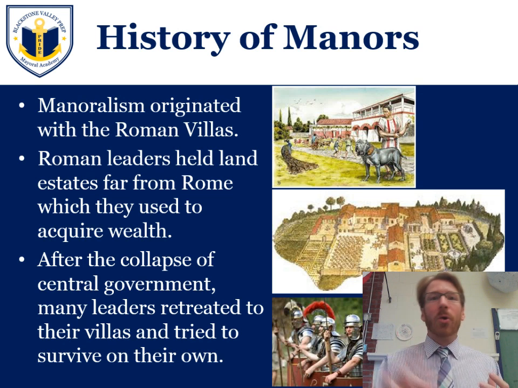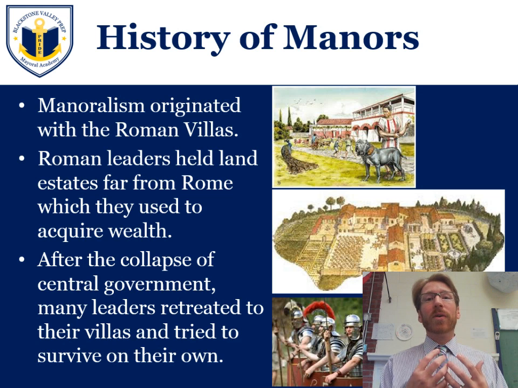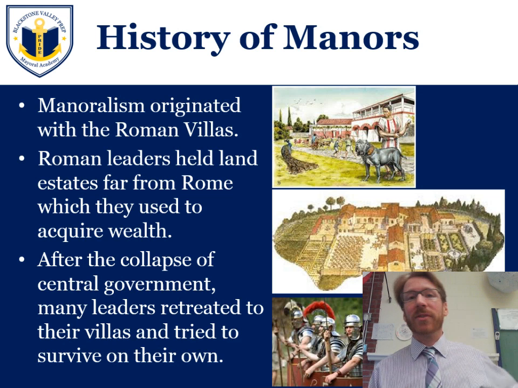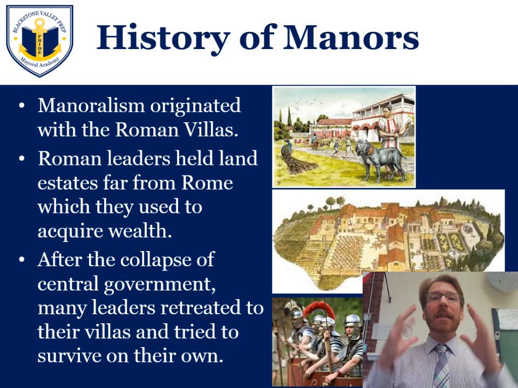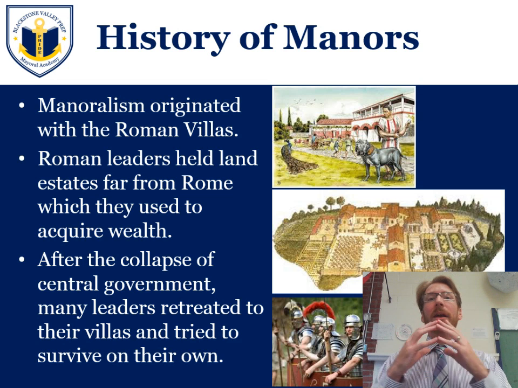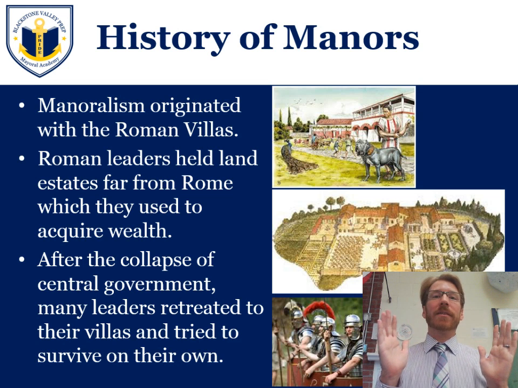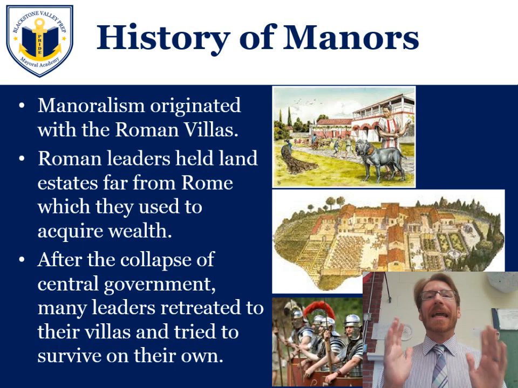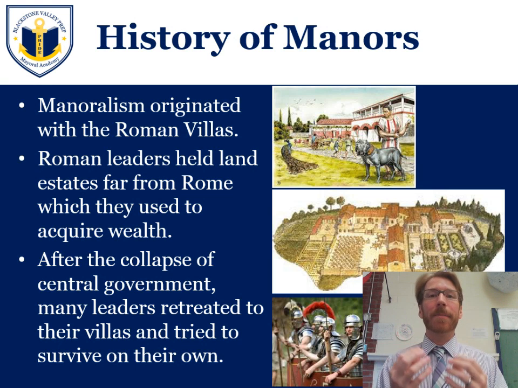But they couldn't all own land right in Rome. There's not enough land. So mostly their wealth was drawn from villas that existed out in the countryside. They would live in Rome, they would work in Rome, but they owned these huge villas outside, these large landed estates from which they would draw an income.